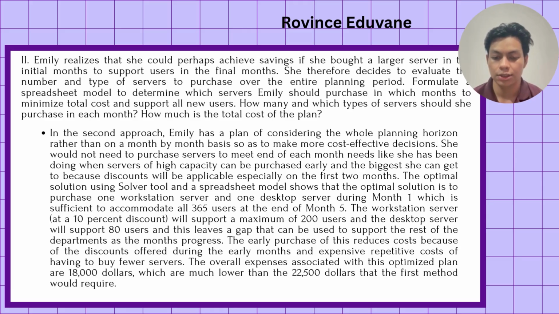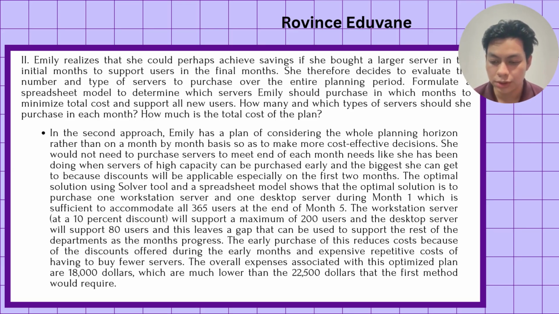So the answer that I got is, in the second approach, Emily has a plan of considering the whole planning horizon rather than one on a month-by-month basis so as to make more cost-effective decisions. Okay, so she would not need to purchase servers to meet the needs at the end of each month like she has been doing, when servers of high capacity can be purchased early, and the biggest she can get, because discounts will be applicable especially in the first 2 months.